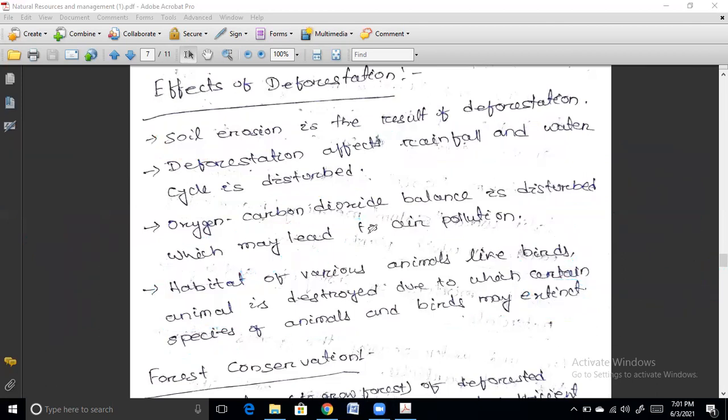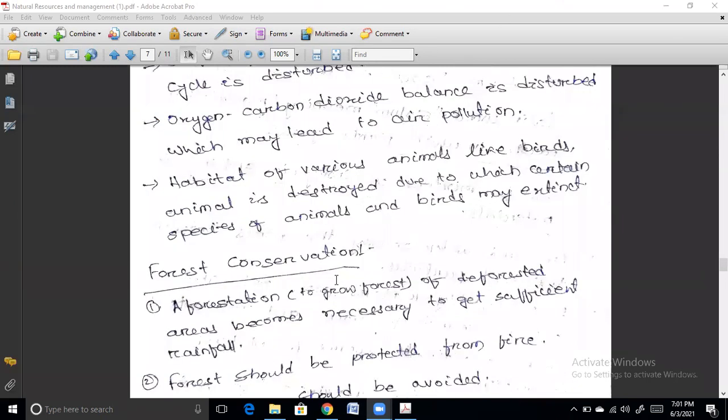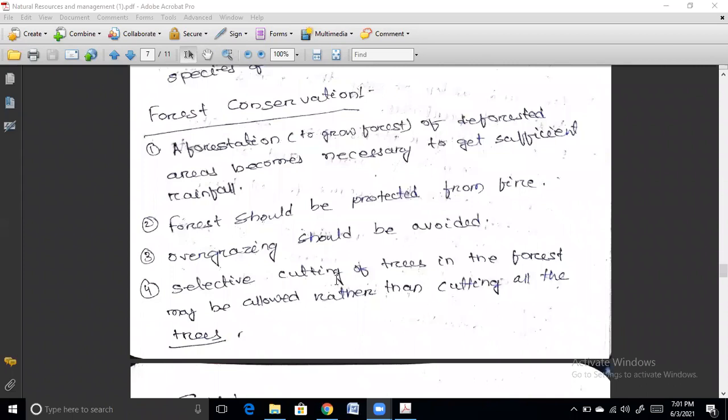Okay, so let's see, as you know, the forest is very important. We have to conserve the forest. Forest conservation is done by afforestation. Afforestation means to grow the forest. So afforestation is the most important process for the conservation of the forest.